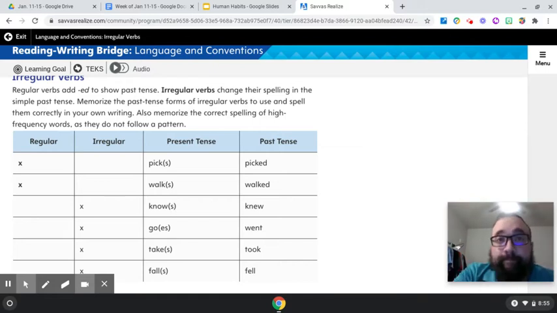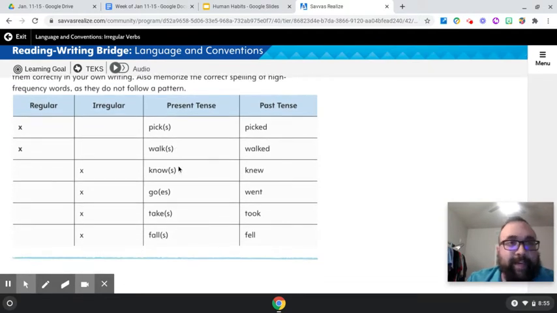Now, look down there at walks. He walks across the street. That's happening right now. He walked across the street. Happened a few minutes ago. So now we're getting into the irregular verbs. And it's important that we learn these irregular verbs because they don't follow the same rule and you can mess up in your writing if you don't remember them.